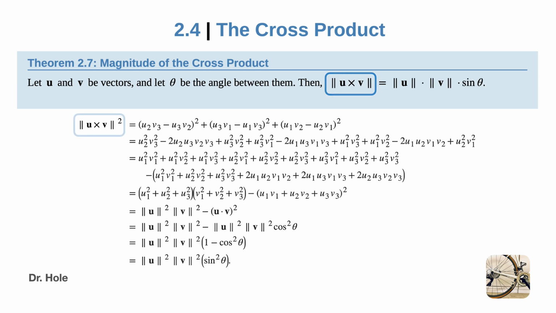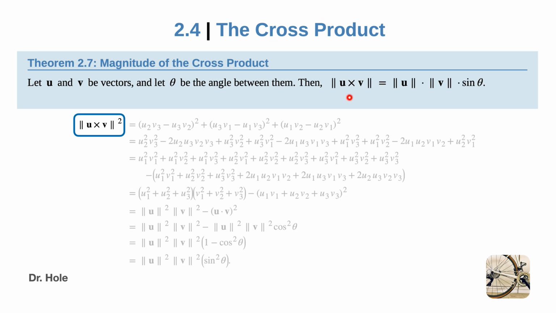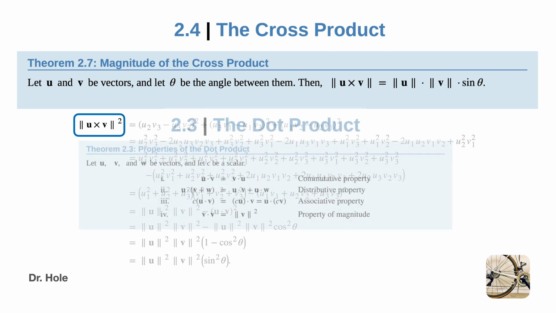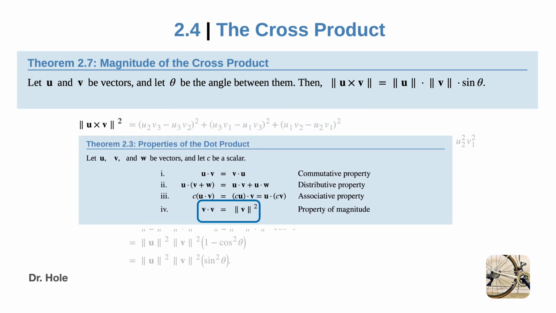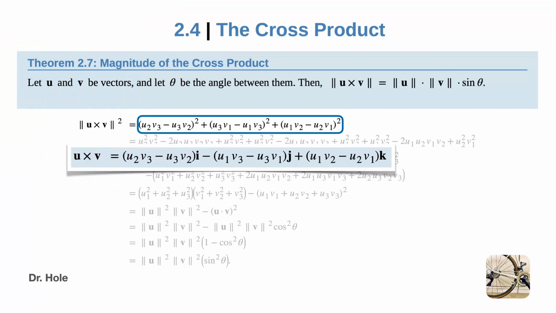The first thing to notice is that when we look at the left-hand side of the equation we're trying to establish, we begin with the left-hand side squared. This is done because, thinking back to 2.3 on the dot product, we have a property of the dot product that the magnitude squared of a vector is the same thing as the dot product of the vector with itself. We can apply that to obtain our first identity.